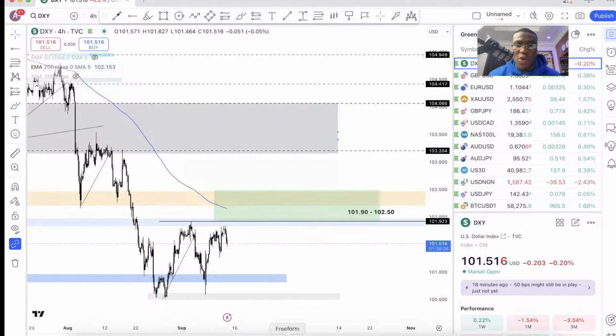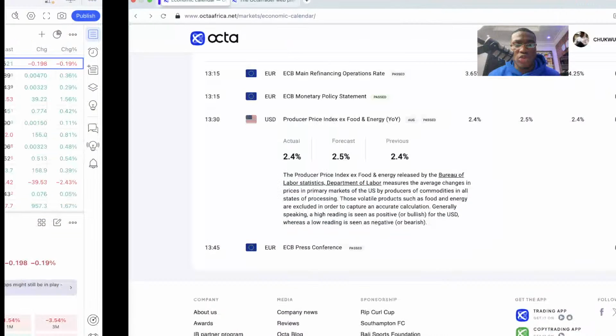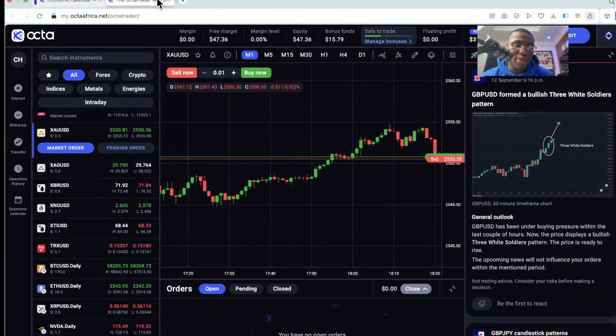With that being said, we're going to move to the Octa Trader app. But before that, if you have any questions or any pairs that you would want me to analyze while we are in the Octa Trader app, you can let me know in the chat.